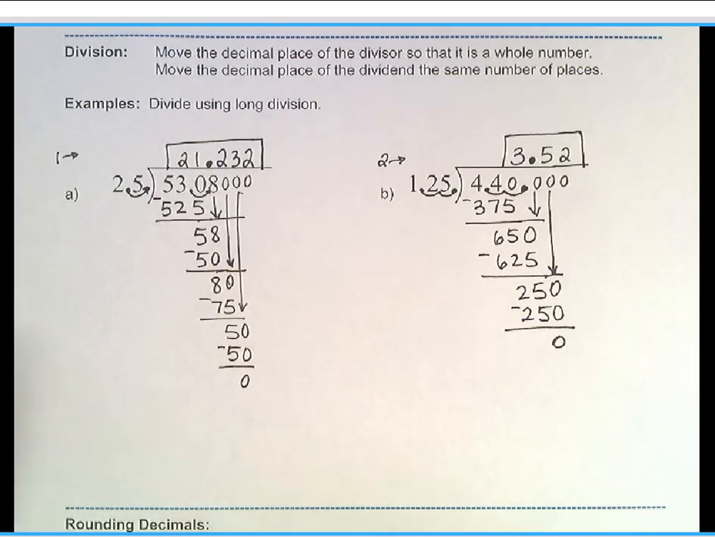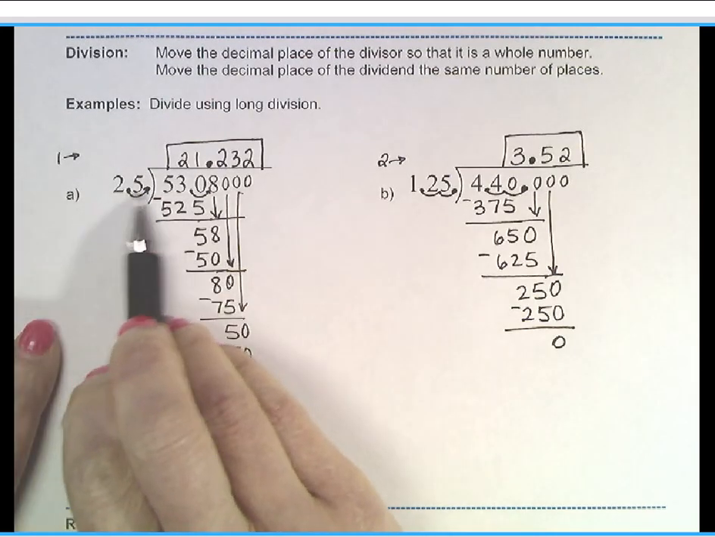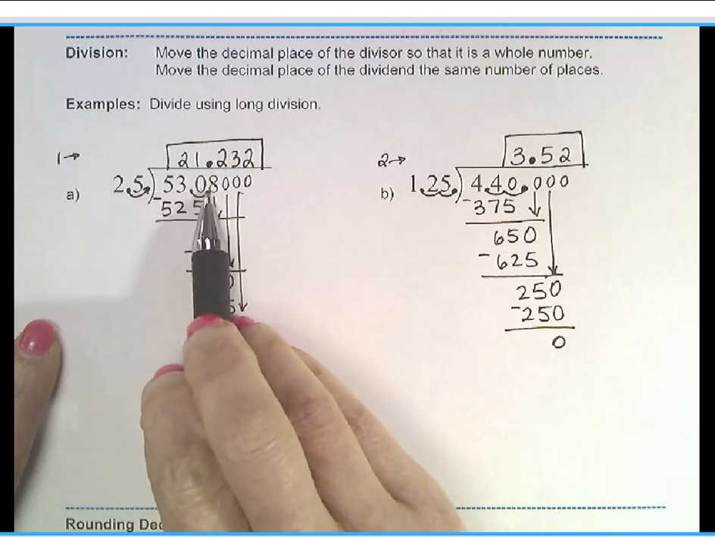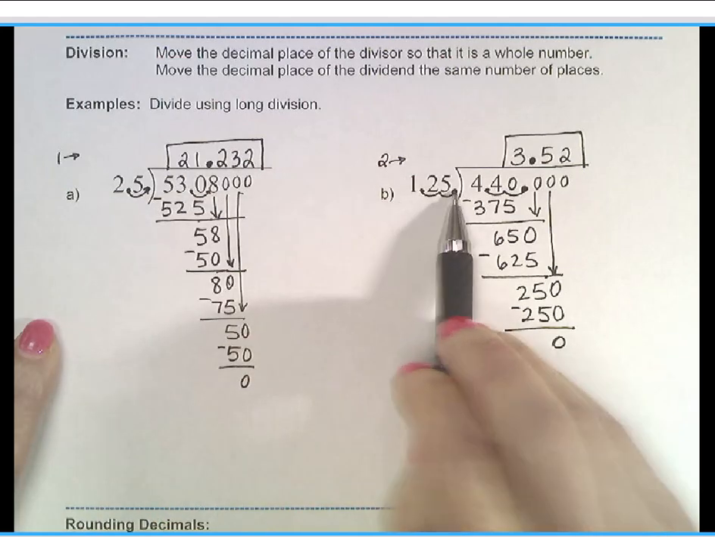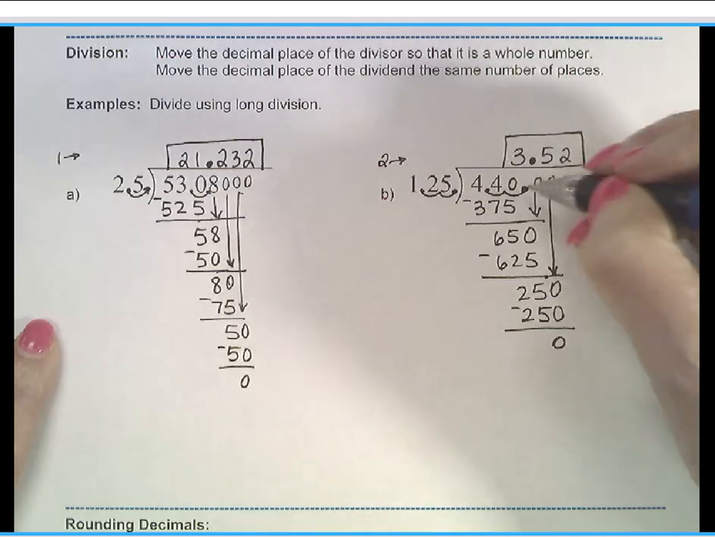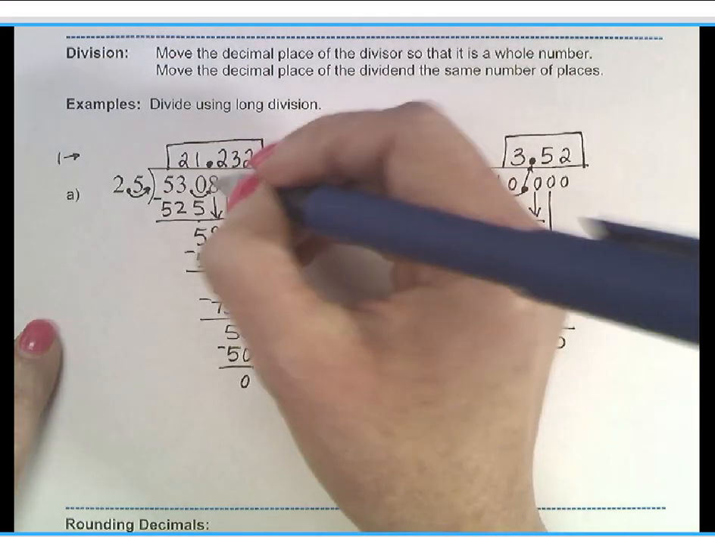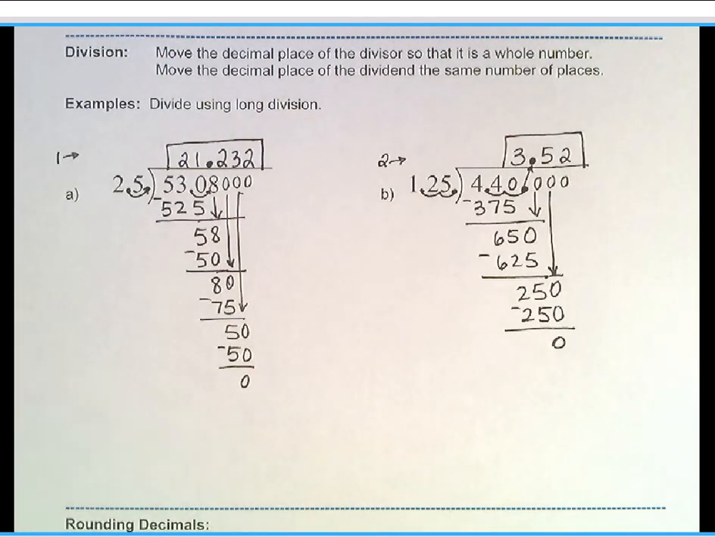Again, the big takeaway here is if you move the decimal once on the divisor, you move it once on the dividend. If you move it twice on the divisor, you move it twice on the dividend, and then you got to make sure that you get your decimal in the right spot for your quotient. But that's how you divide decimals using long division.